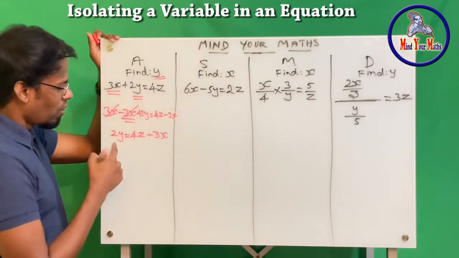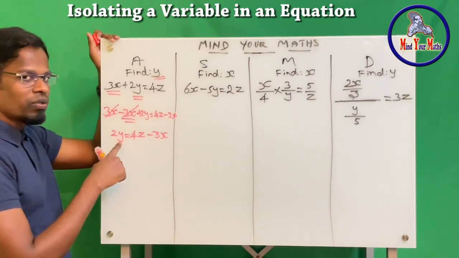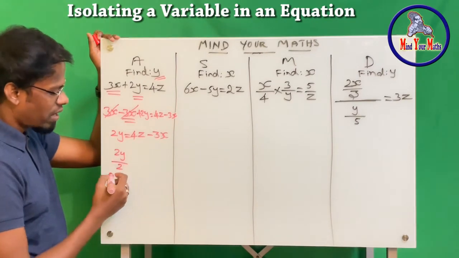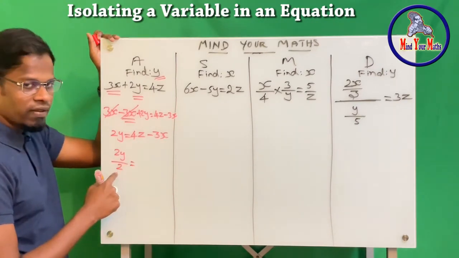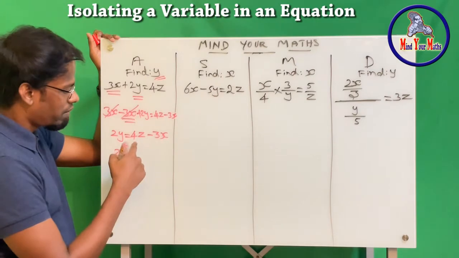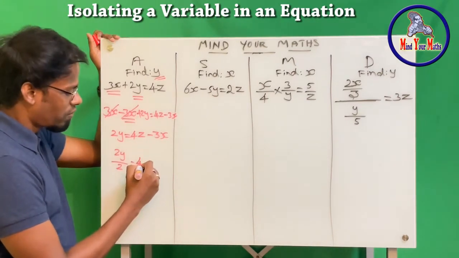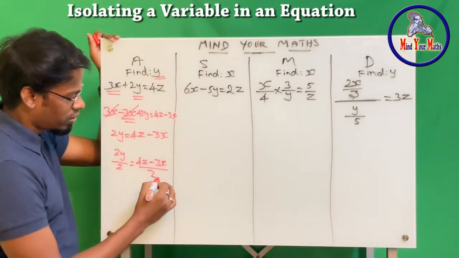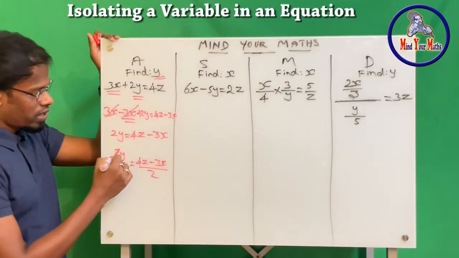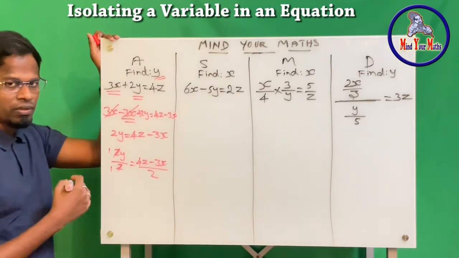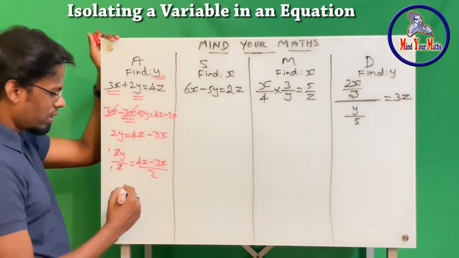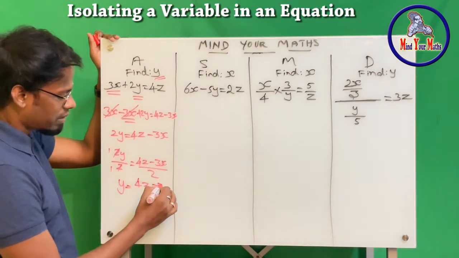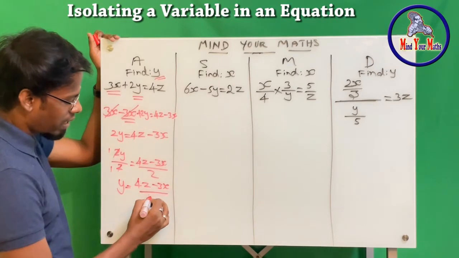Yes, that's right. We need to divide the left side using 2, which means 2y divided by 2. Because we are dividing the left side using 2, we should also divide on the right side. So 4z minus 3x, and then divide by 2 as well. So now 1 times 2 is 2, 1 times 2 is 2. So we are left with only y. So y is equal to 4z minus 3x divided by 2.